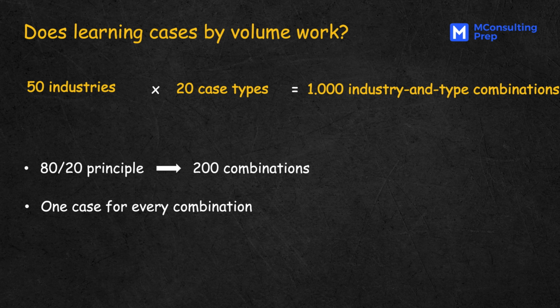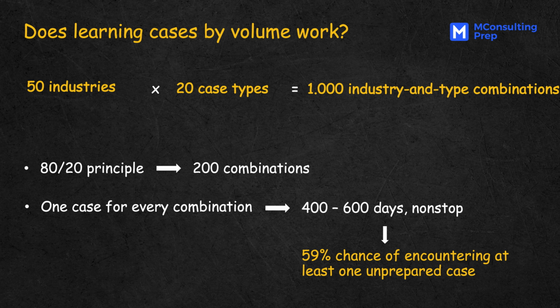We haven't taken into account that one case per combination is much less than optimal. Usually you'll need 2 to 3 cases each, so you have a chance to make mistakes and improve, and that results in a prep time of 400 to 600 days, non-stop. And then, assuming you manage to learn 200 combinations or 80% of possible cases, the chance that all of your 4 interviews being within this 80% is 80% to the power of 4, and how much is that? 41%. Turn that number around, that means there's a 59% chance of encountering at least one case you haven't prepared for. In other words, after spending a full year on case interview prep, you are more likely to encounter at least one unprepared case than not.